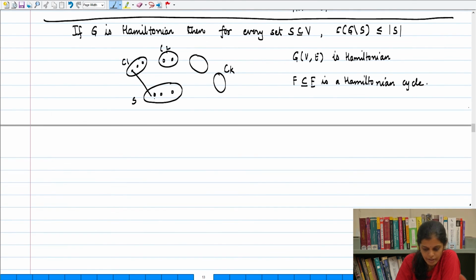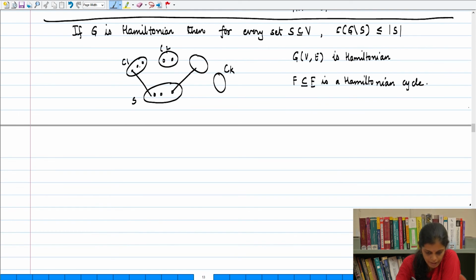Similarly, let us look at the vertices in S. They are also present on the Hamiltonian cycle. So where are their neighbors in the Hamiltonian cycle? Again, either in S or in any of these C1 to Ck, because S connects to everything, and to whatever components it has, it may have a choice to go to any component, right? But there is one cycle which we have identified, there may be multiple cycles, but one cycle that we have identified, which is F. So let us do a simple counting argument from both sides.